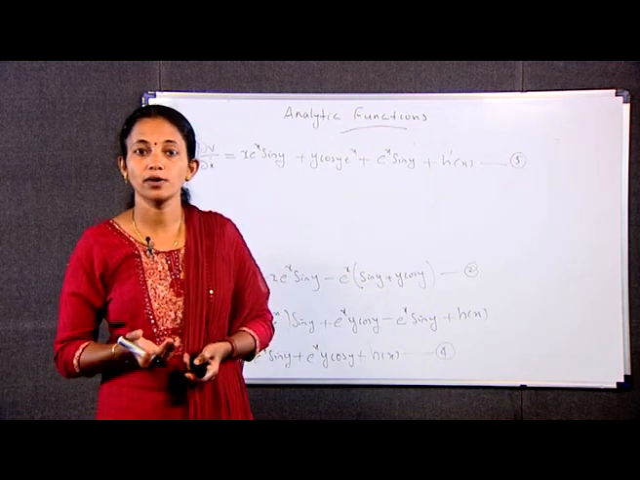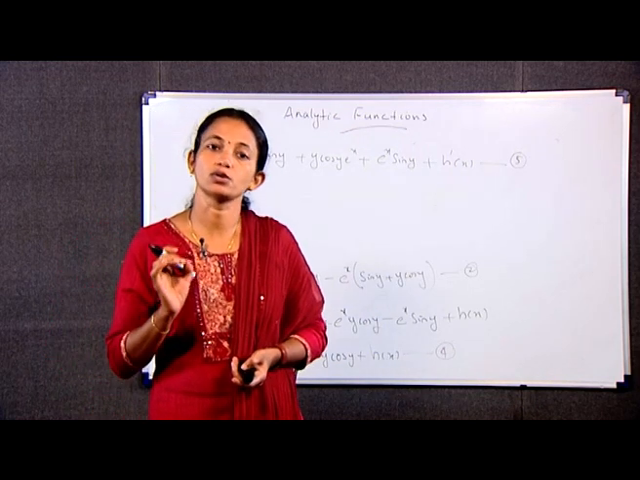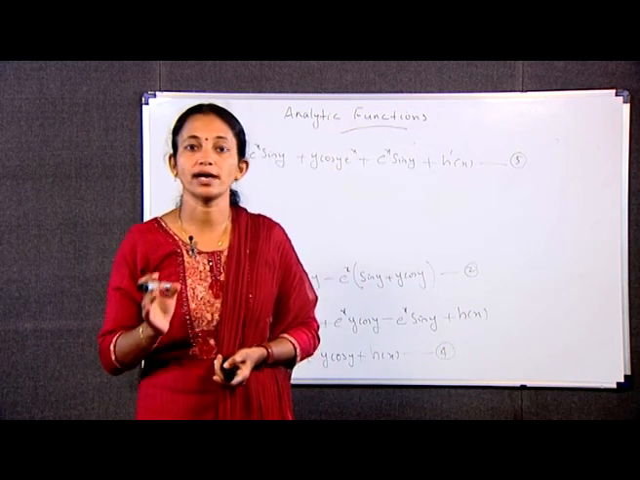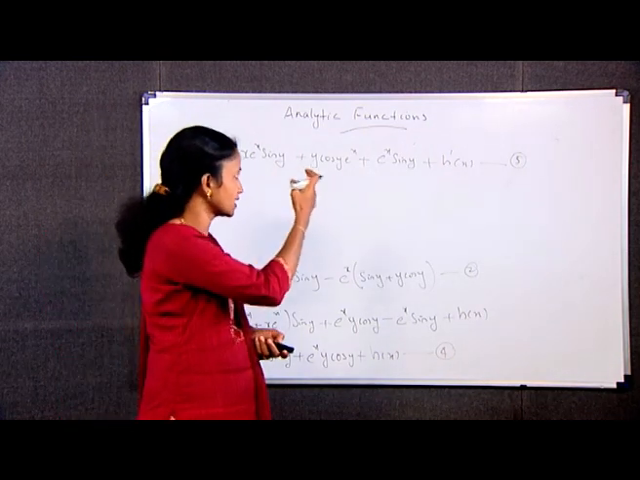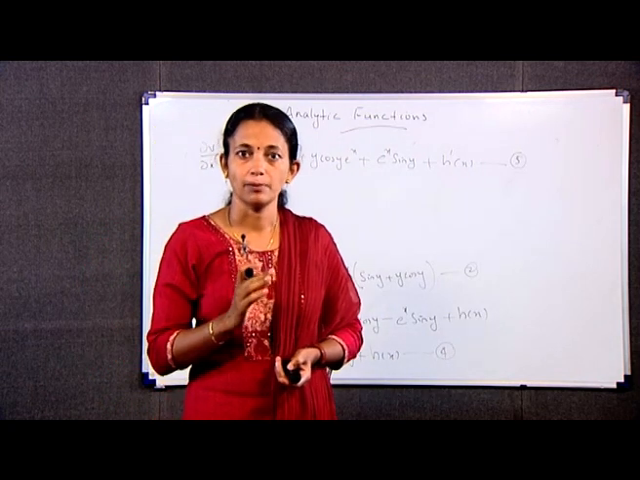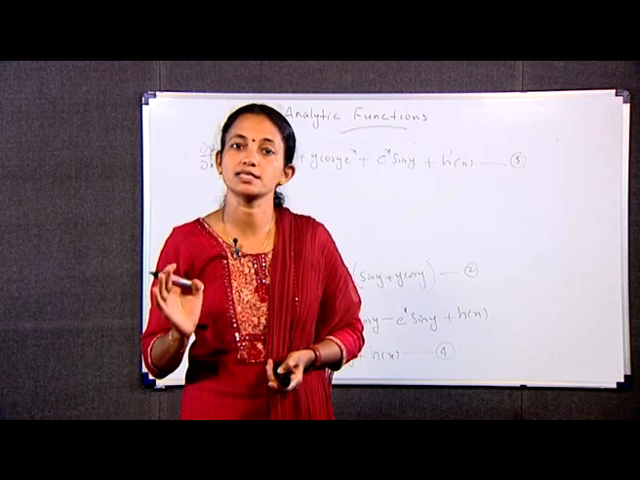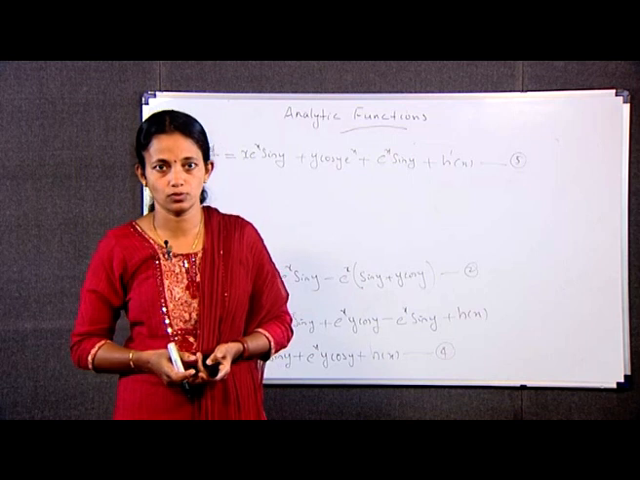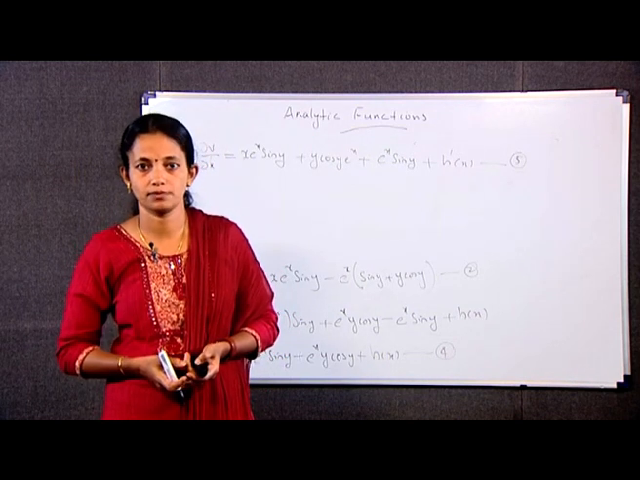The LHS of 5 and 6 are the same, therefore the RHS of them are also the same, that is, x e^x sin y plus y cos y e^x plus e^x sin y plus h'(x) is equal to x e^x sin y plus e^x sin y plus y cos y. So h'(x) is equal to 0, which implies that h(x) is equal to c, a constant.